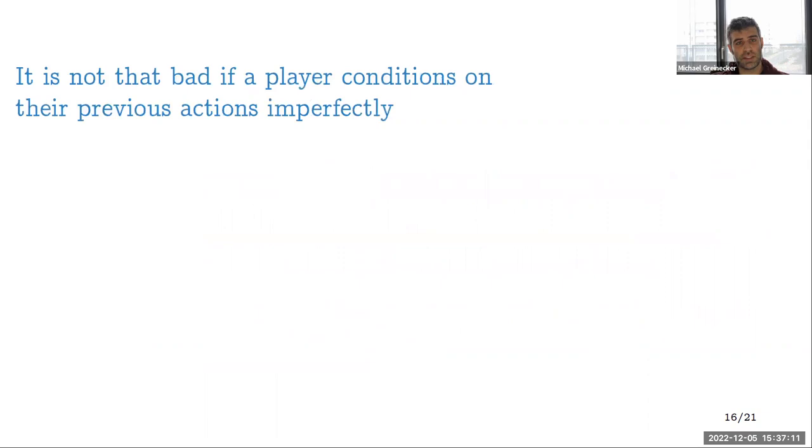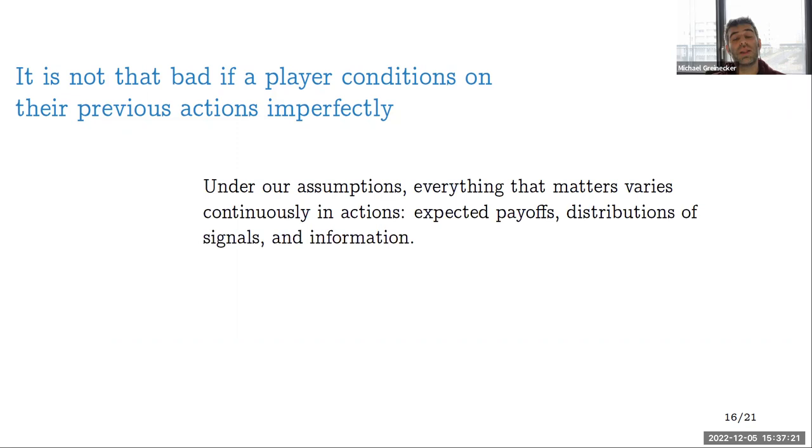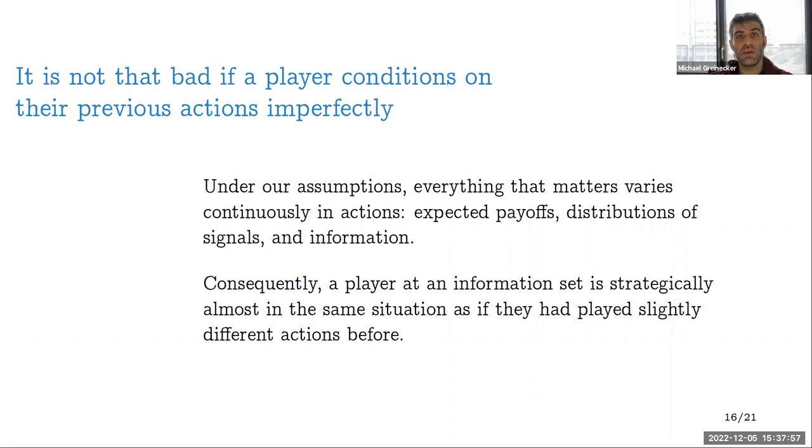Maybe it's not necessary that players condition exactly on previous actions. Why is that the case? Well, our assumption guarantees that everything is continuous: distributions over plays, expected payoffs in particular, and the information structure. If something is epsilon optimal at some information set, with epsilon a strict inequality, then since payoffs are continuous, it would also be epsilon optimal for nearby actions. That means when we test for epsilon rationality, we can allow a bit of slack in the actions. We don't have to look at all possible histories of actions. We can have some kind of openness requirement, and this is going to help us deal with this problem.